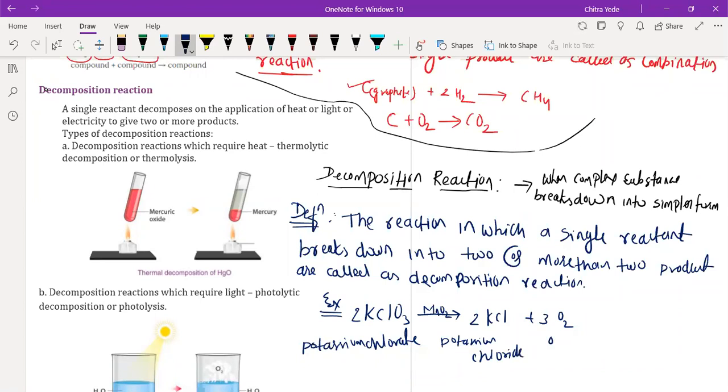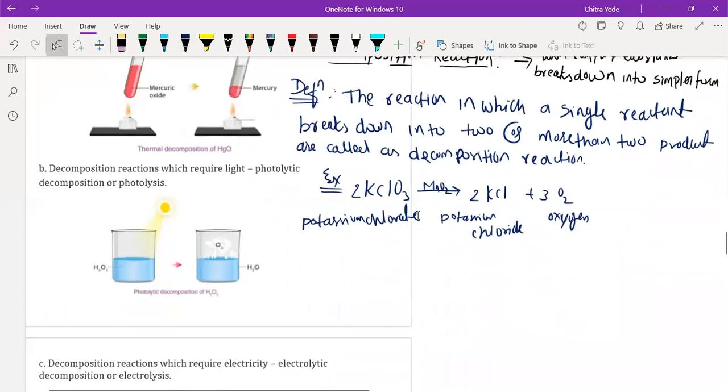And oxygen gas is released. Okay, so this is the decomposition reaction. Okay, we'll take one more example.